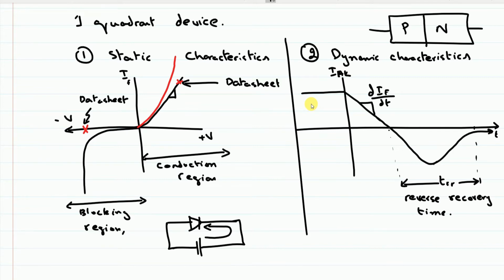These are usually specified in the data sheets, and in some data sheets it is something around 100 amperes per microsecond. So it is quite a fast process in some of the diodes that are designed to operate at higher switching frequencies. And this dIF over dt is because most diode circuits contain inductances that define the rate of change of the forward current, and therefore it is expressed in terms of dIF over dt.